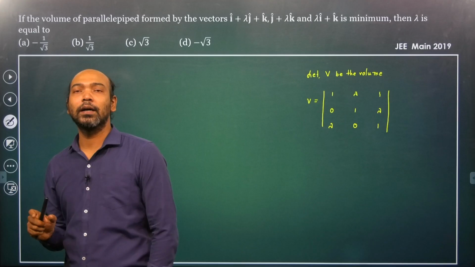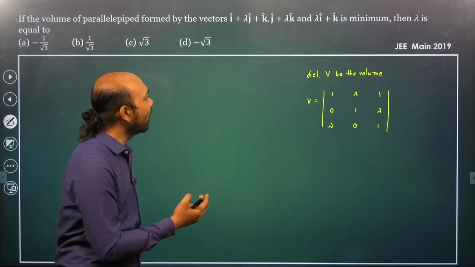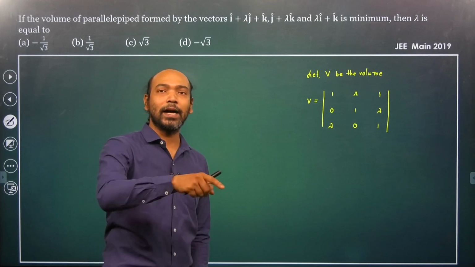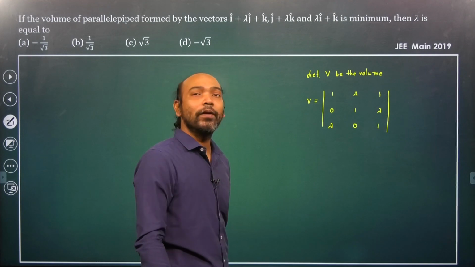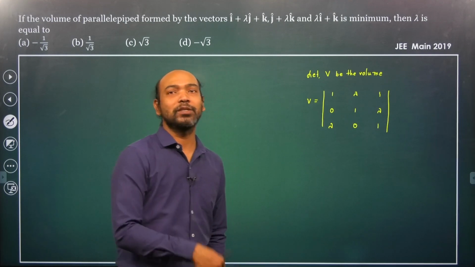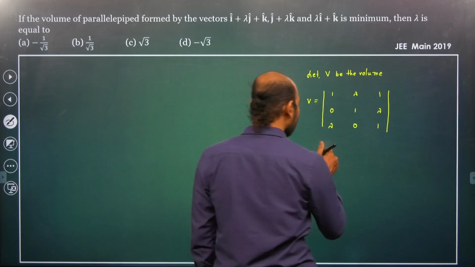So the volume of that parallelepiped, when the vectors are given, is represented by the scalar product of them. That's it. Now, whenever we have the determinant, our job is to expand it. So first we expand that.